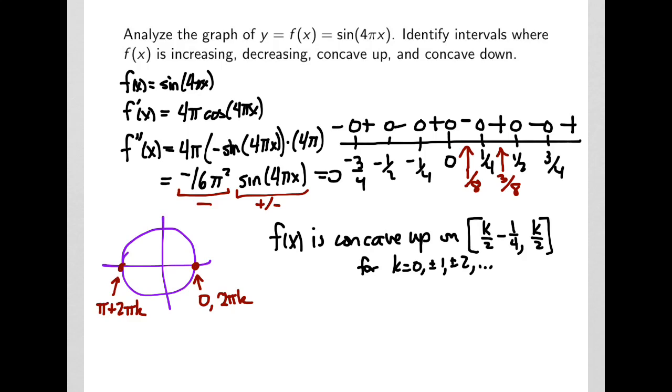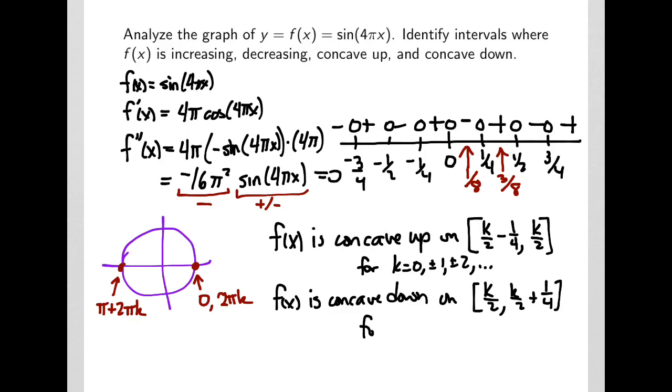And I'm concave down on intervals that look similar, except this time the halves are the left endpoints, so k over 2 to k over 2 plus a quarter for the same values of k. K are my integers, 0, plus or minus 1, plus or minus 2, and so on.